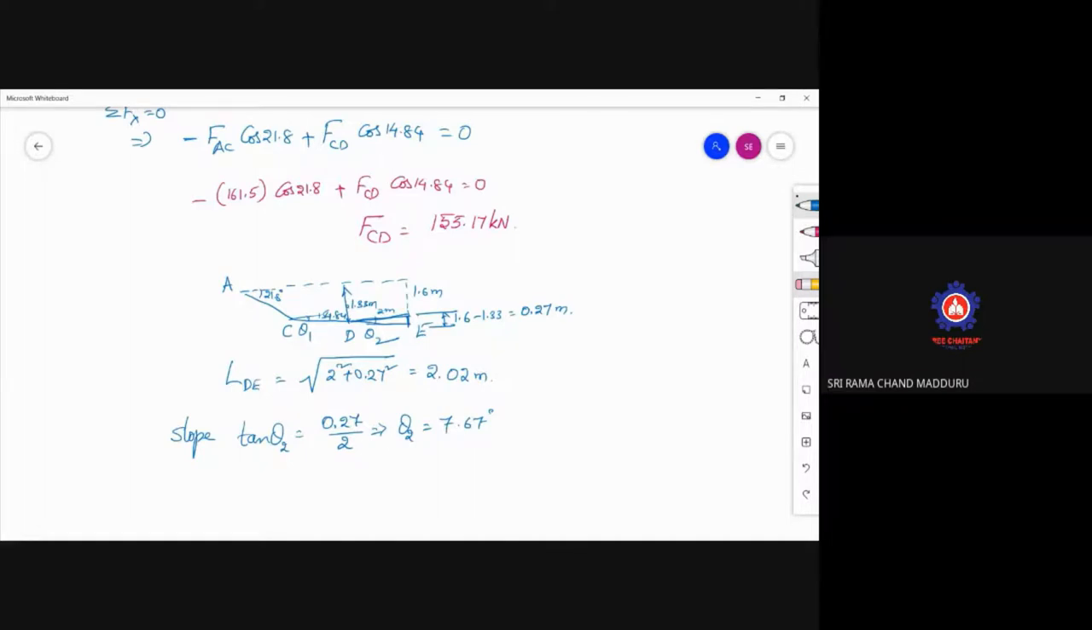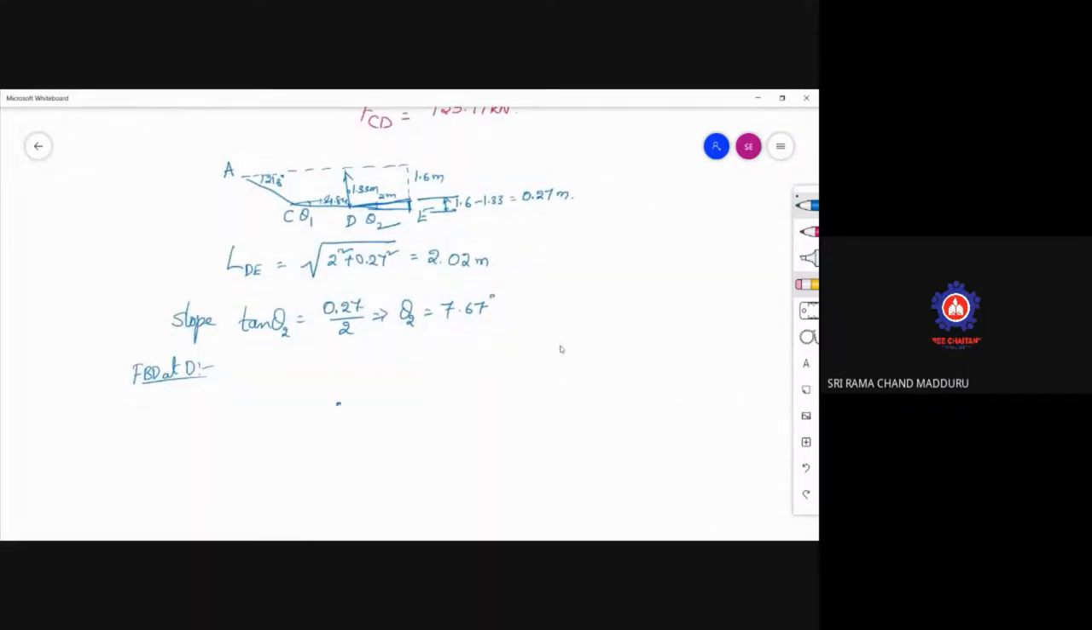Now we are calculating the force in member DE. So consider the free body diagram at D. At this one, a force is going here, which is the force in CD. And the force in DE, and here a 20 kilonewton force. So this angle is, what is this angle? 7.67 degrees. What is this angle? 14.84 degrees. Now I want the force in DE. Force in DE is to be calculated.